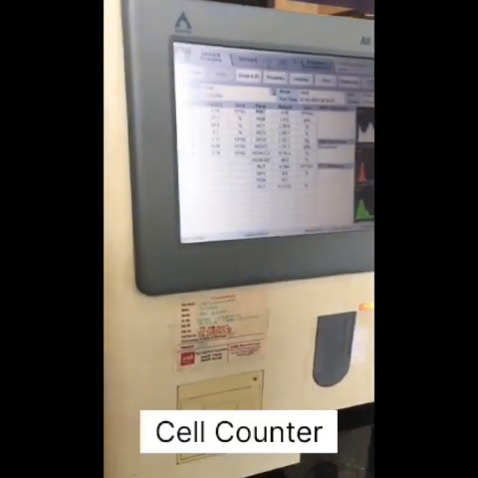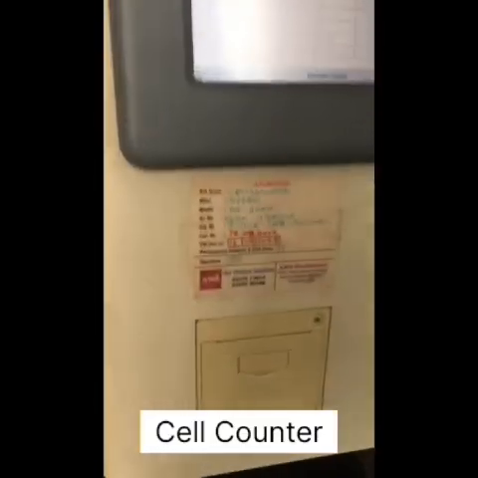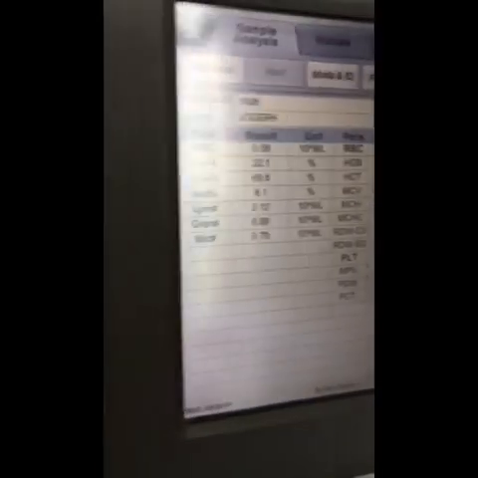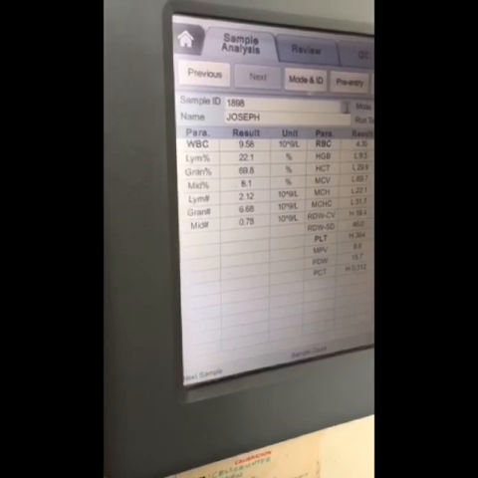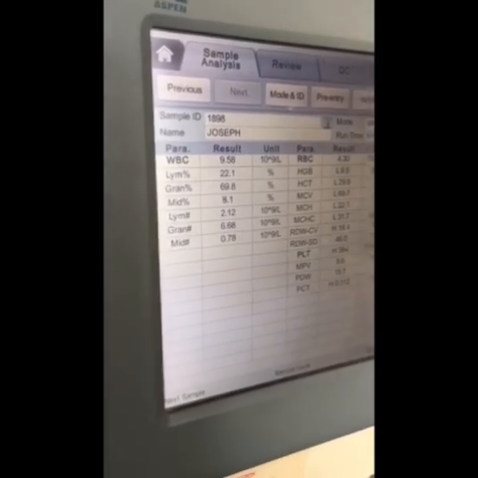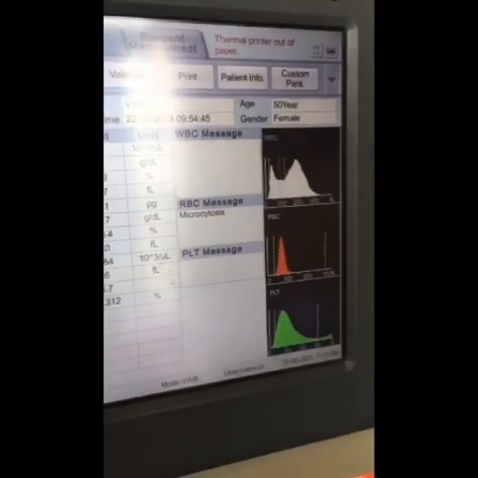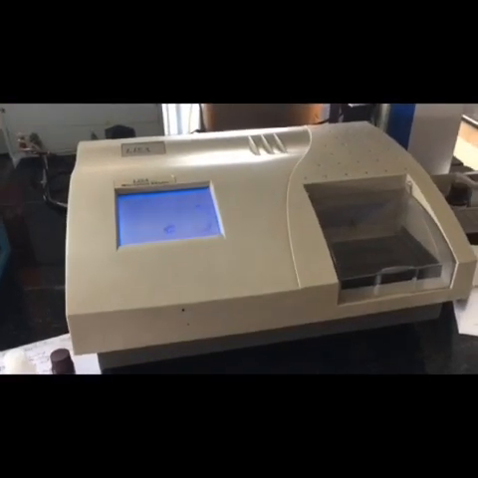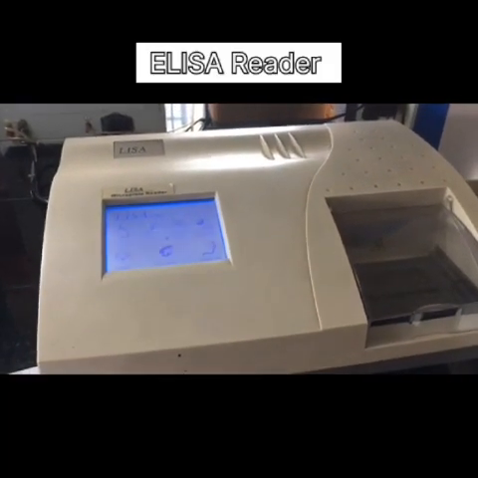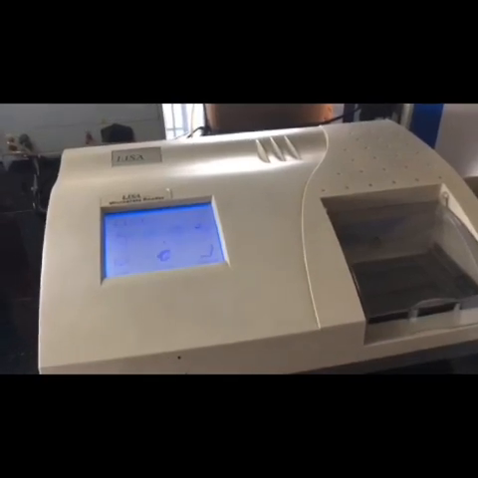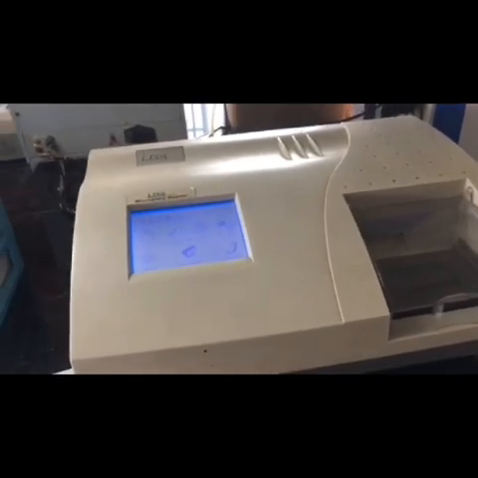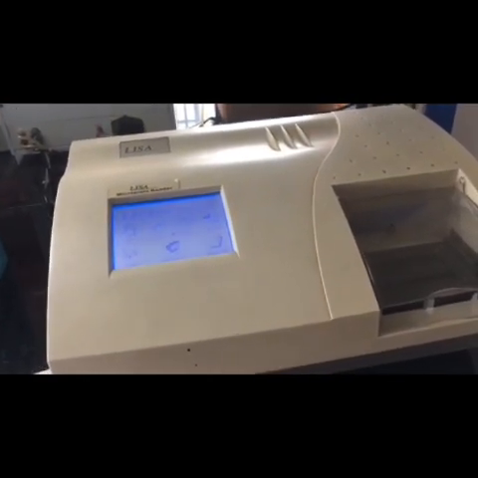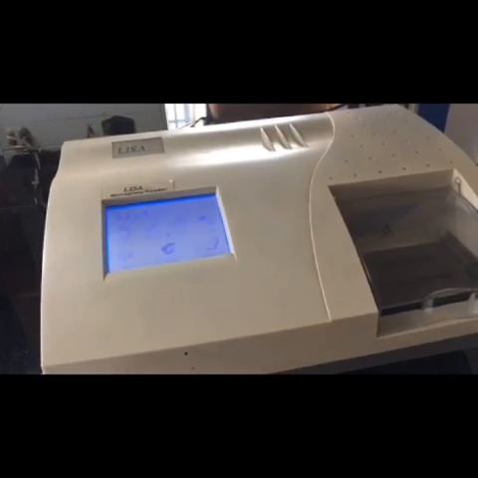What you are seeing here is the cell counter machine, and it shows how much of each type of blood cell is present in the blood sample. What we have here is the ELISA reader, which is used for performing ELISA tests, and mainly ELISA tests we use them for either identifying pathogens or for quantifying certain substances in samples. And this is done with the help of the respective diagnostic kits.